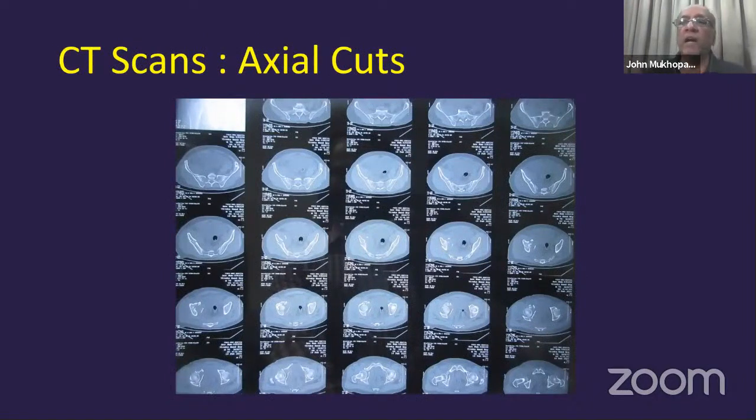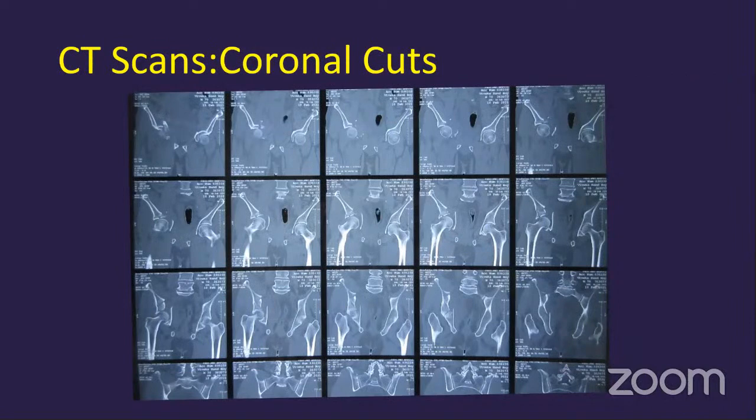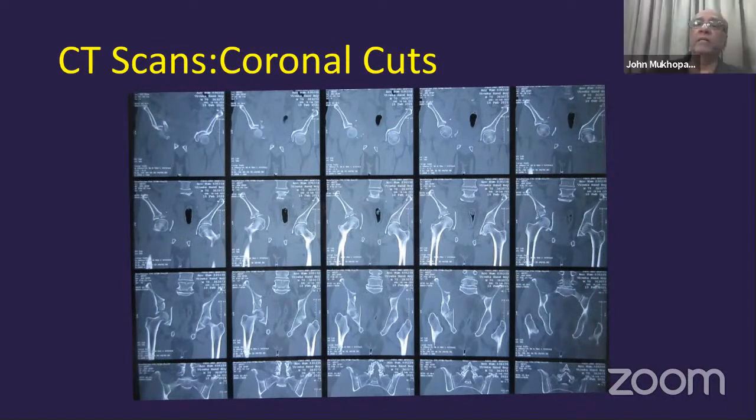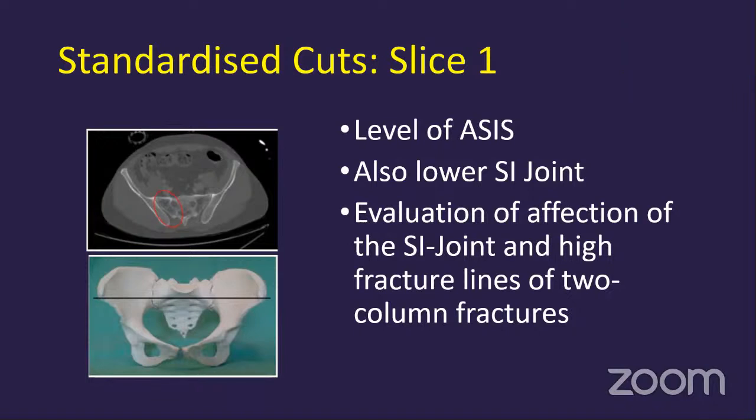Now, when you look at the axial cuts that you get in these CTs, you get a whole series of cuts, and it's sometimes confusing for people to really understand what they're looking for. Similarly, in the transverse and sagittal cuts, you've got this whole list of pictures, and you are wondering which one do I look at, how do I interpret it? So this is where this idea of doing some standardized cuts comes in, where you look at particular levels.